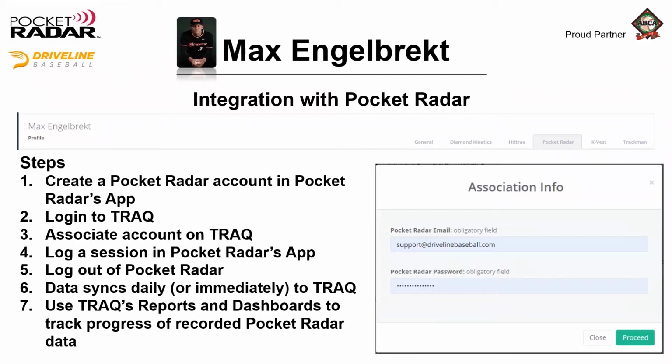So it takes the process of what Pocket Radar has, which allows athletes to easily see all of the throws that they've recorded, and view it right inside of TRAQ, so you can see what workouts they have assigned with it, what else they've done in the past, or see all of their athletes together. So let's start off with you needing an individual athlete account on Pocket Radar, which is free to set up and very easy to use.